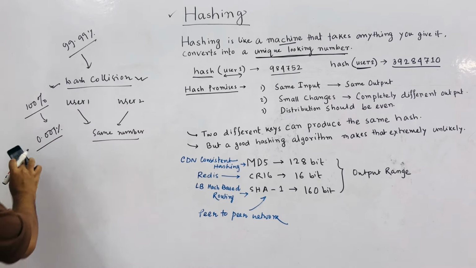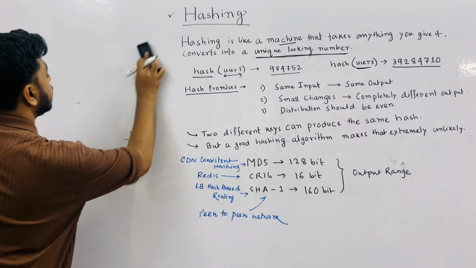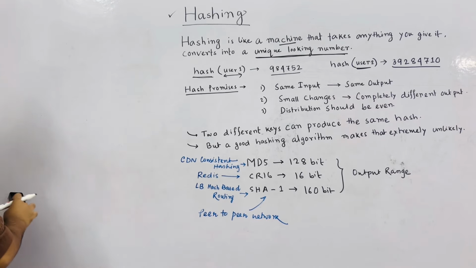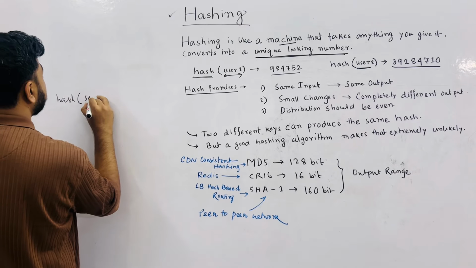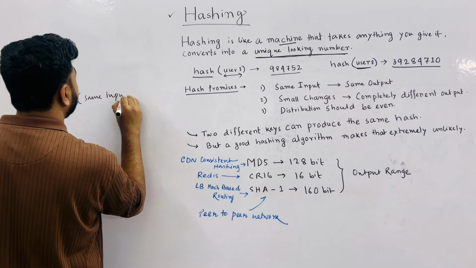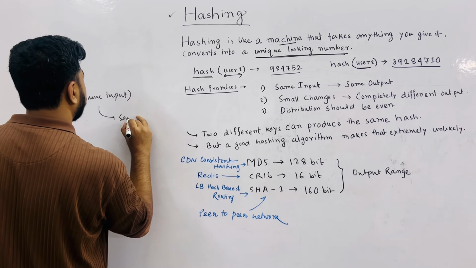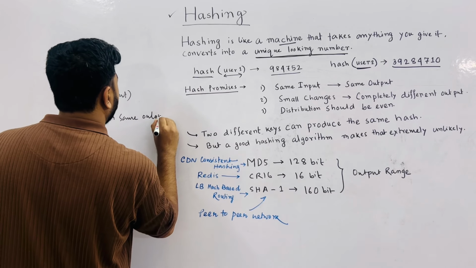Then what is the promise that hashing makes? The promise of hashing is the same input: if you hash the same input, it will always generate the same output. Okay. So what does that mean?